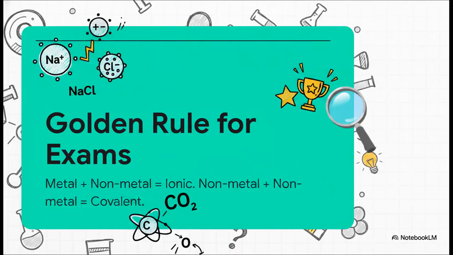Now, whether you're brushing up for an exam or you just want a really reliable mental shortcut, here is the golden rule for quick identification. If you see a metal paired with a nonmetal, like sodium and chlorine, boom, it's an ionic bond. If you see a nonmetal paired with another nonmetal, like carbon and oxygen, it's a covalent bond. It really is that simple.